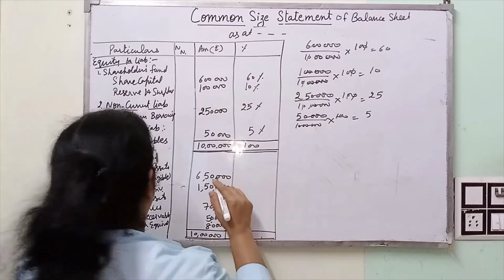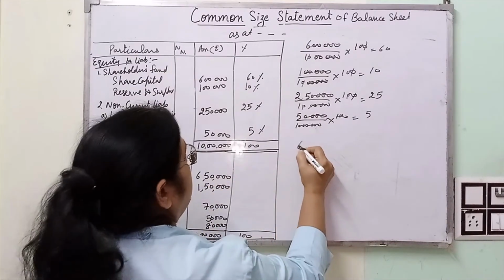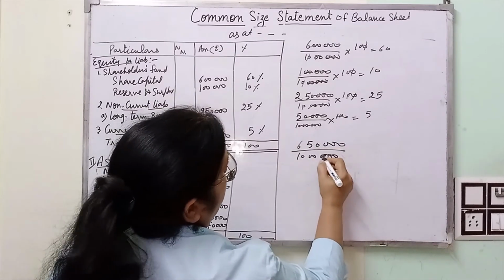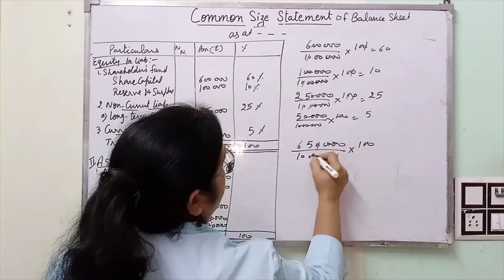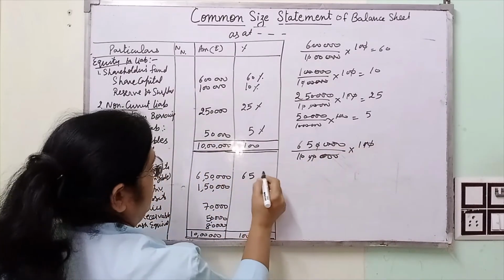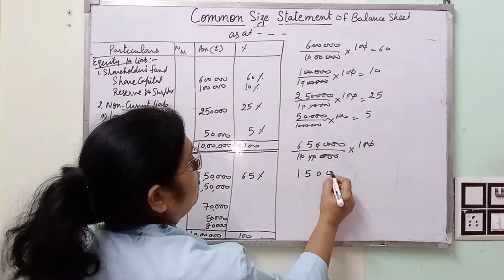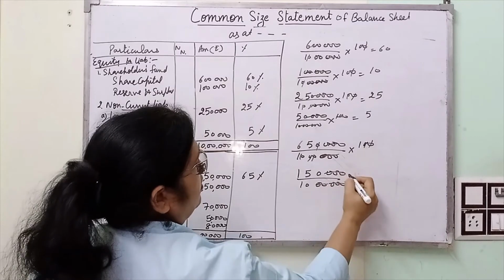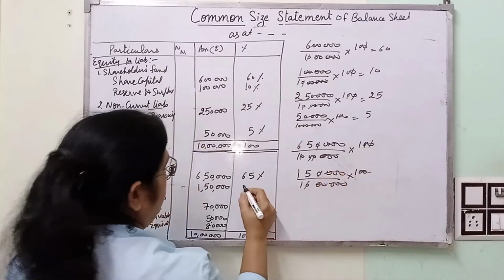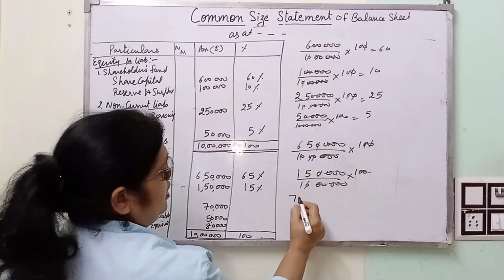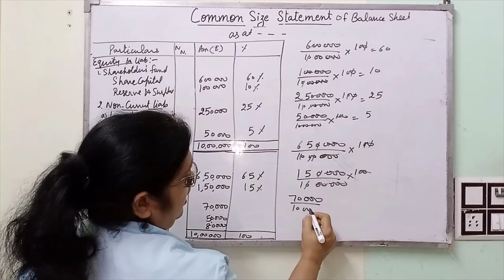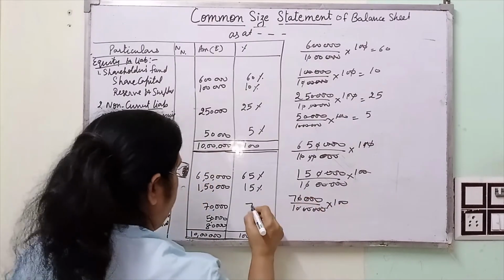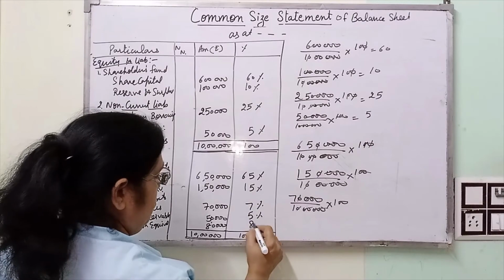In the same way, we can calculate the percentage of the assets side. 6,50,000 divided by 10 lakh multiplied by 100, 65%. In the case of 1,50,000 upon 10 lakh, 15%. 70,000 upon 10 lakh multiplied by 100, 7%, 5%, 8%.